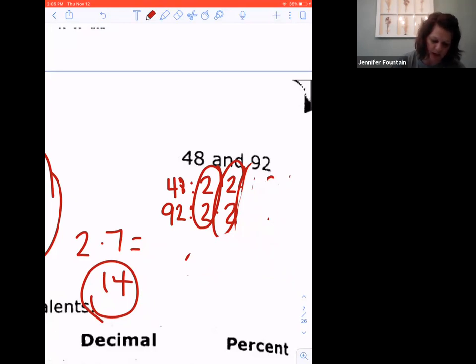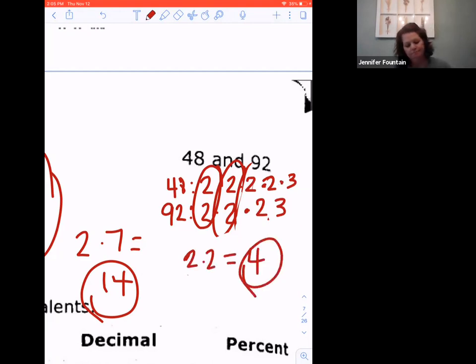Half of 48 is 24. Half of 24 is 12. Half of 12 is 6, and then 2 and 3. There we go. And then 2 times 2 times 2 times 3. There we go. So we have 2 times 2, which equals 4. And that is it.